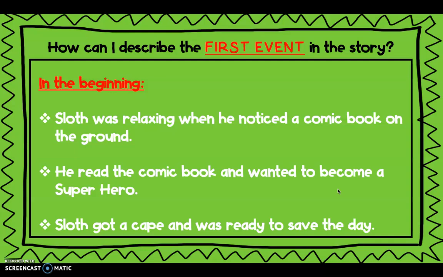That's right. So boys and girls, when we describe events in the story, we don't need to retell every single detail because then we would just really be rereading the whole story. We want to think about our main events. And in this story, the first main event was that Sloth really wanted to become a superhero. And so he made a costume and was ready to save the day.